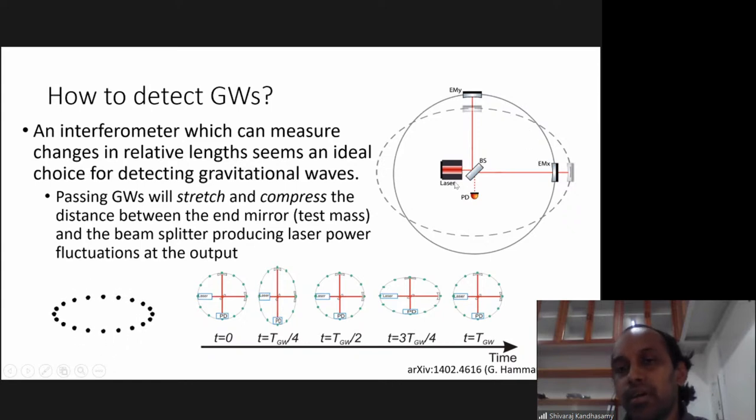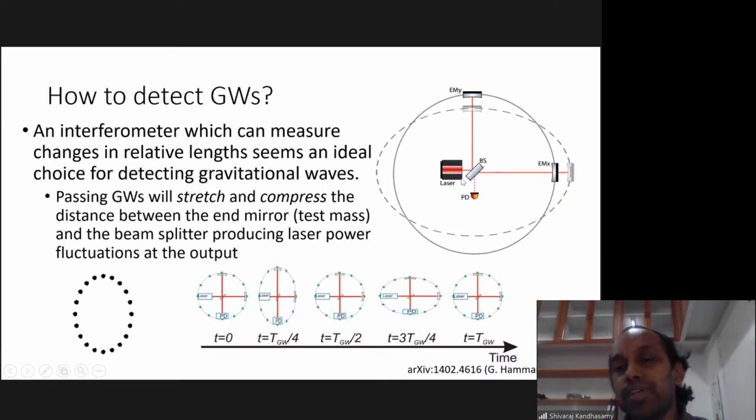two end mirrors. The light from this laser source comes to the beam splitter and splits into two and goes into the two perpendicular directions to the end mirrors, reflects back from those end mirrors and comes back. And when they come back, they can go into the other direction. And in that other direction, we keep a photodetector.